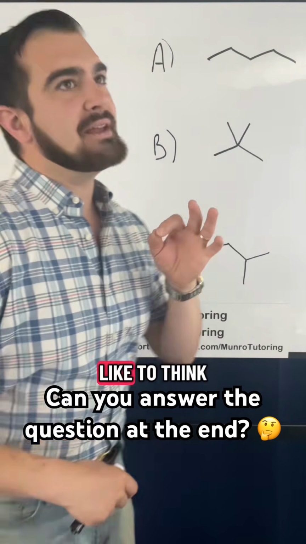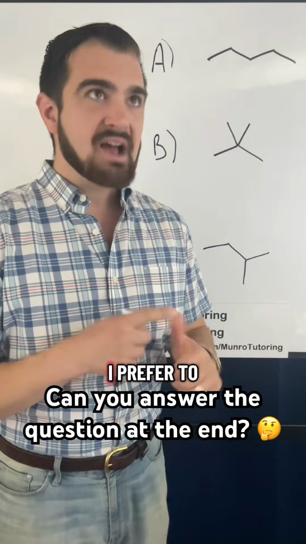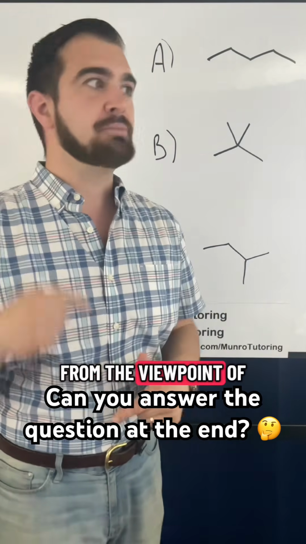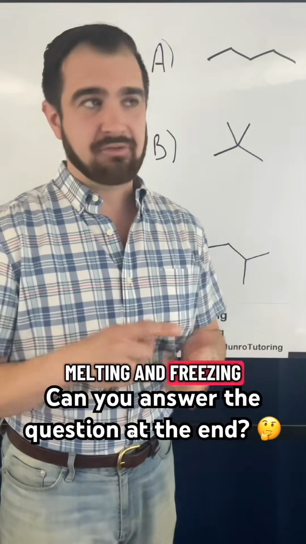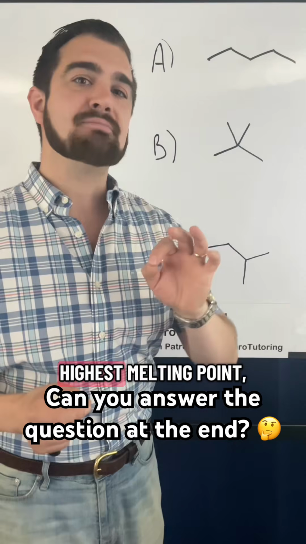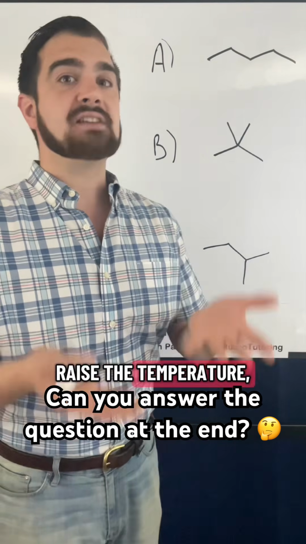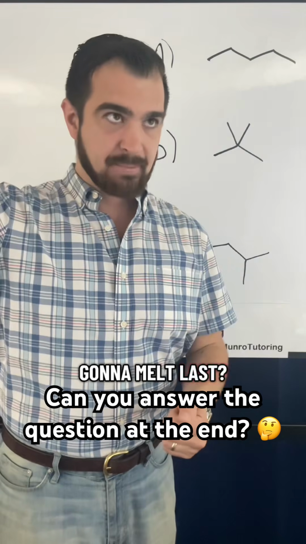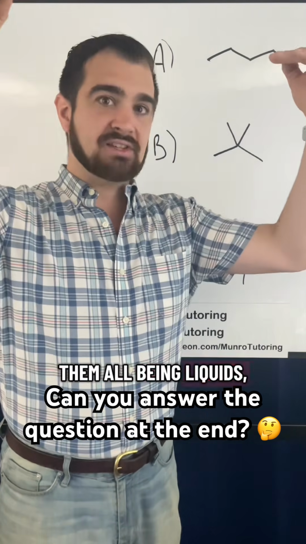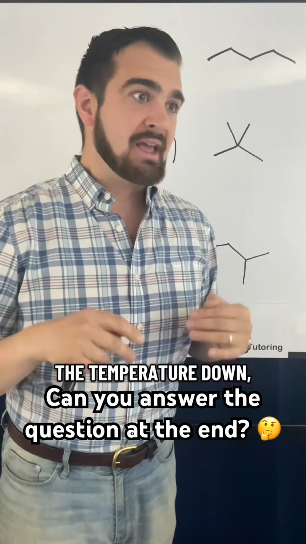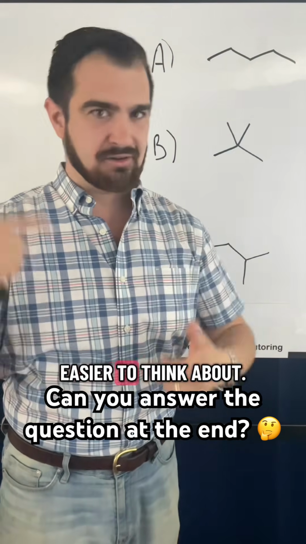But the way that I like to think about this problem, although I asked what's the highest melting point, I prefer to think of it from the viewpoint of which one has the highest freezing point. Now, it's the same thing, melting and freezing point, but when I think of the highest melting point, I think about them all being solids, and as I raise the temperature, which one is going to melt last? But when I think about the highest freezing point, I think about them all being liquids, and I'm cooling the temperature down, and which one's going to freeze first. And to me, that makes this easier to think about.